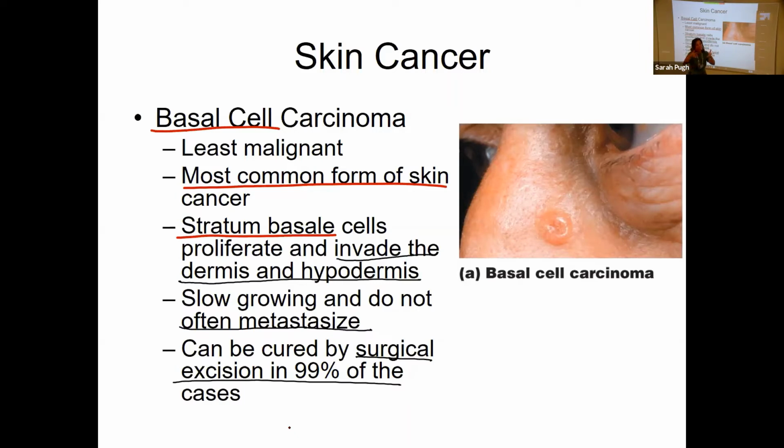If there's still cancer around the edge, that means they may have left cancer up here, in which case they will cut out some more. So they'll go deeper and deeper until they get clean borders. Okay? But 99% of the time, they can cure this using that wide surgical excision.